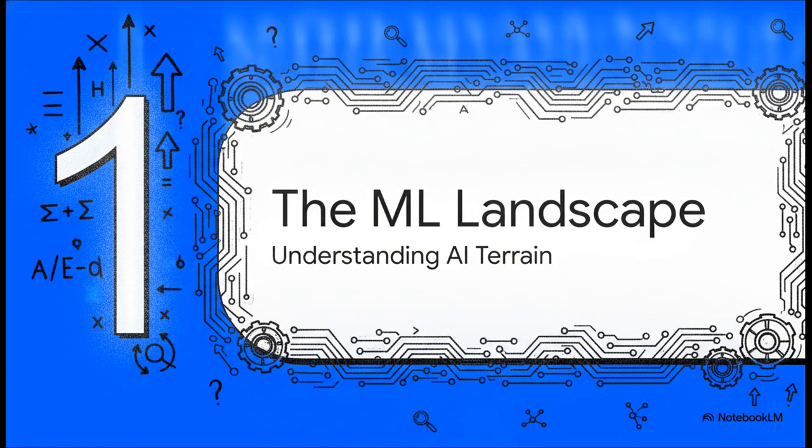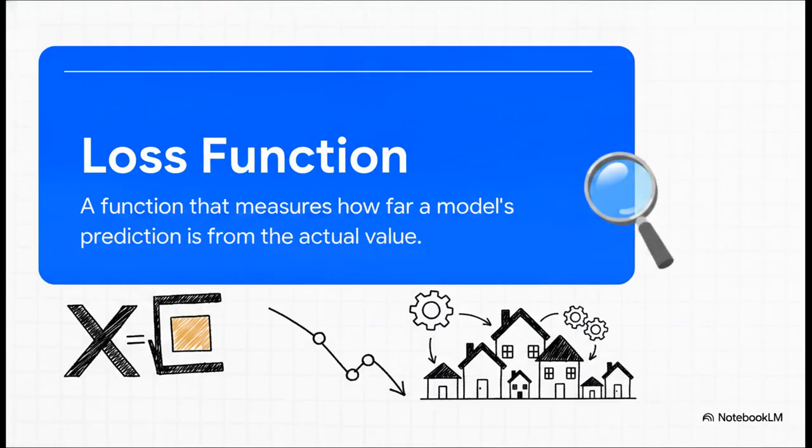Starting with Section 1, the machine learning landscape, understanding the terrain of AI. Because before we can understand how to optimize an AI, we need to clearly understand what it's actually trying to achieve in the first place. It really all comes down to the loss function. This is simply a mathematical function that measures how wrong the model is. For instance, if an AI predicts a house costs $50 but it actually costs $60, the error is 10. We often square that error to penalize the larger mistakes more heavily, a method known as mean squared error. The entire goal of AI training is just to make this loss number as small as mathematically possible.